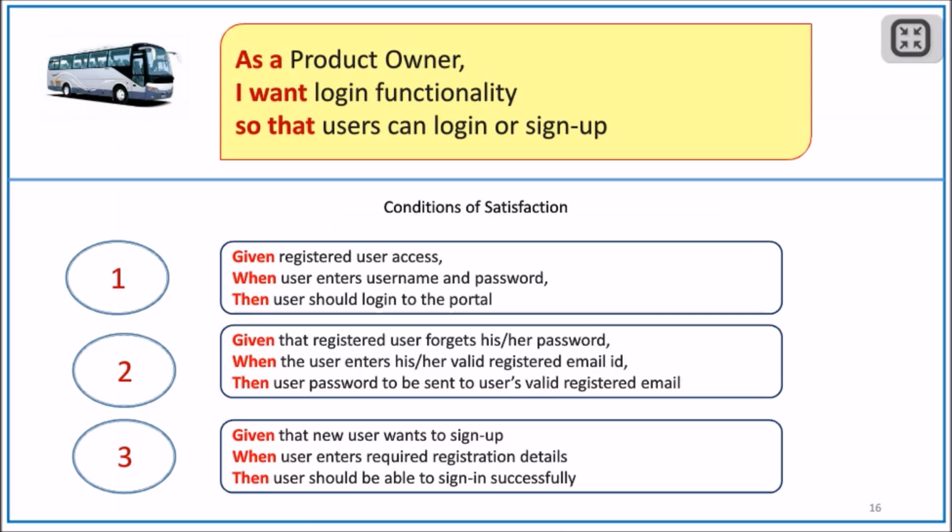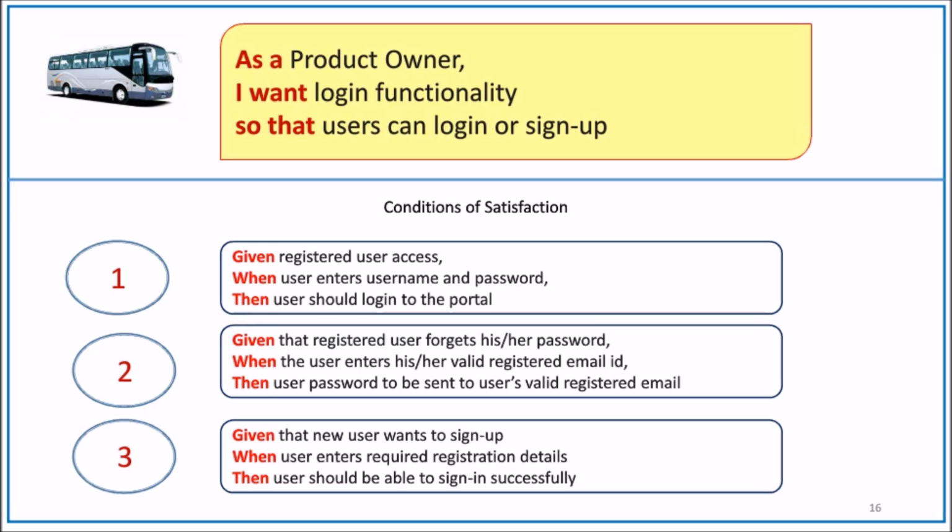First one: as a product owner, I want login functionality so that users can log in or sign up. That's the item I want to bring to you. Now the conditions of satisfaction. The first one is: given that a registered user accesses the portal, when the user enters his valid username and password, then the user should log into the portal. That's the first condition of satisfaction.